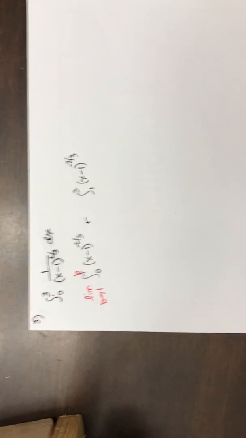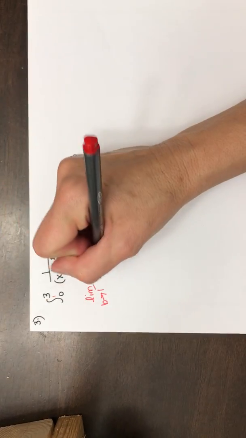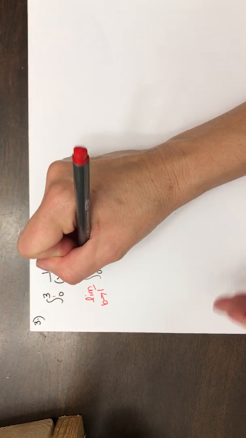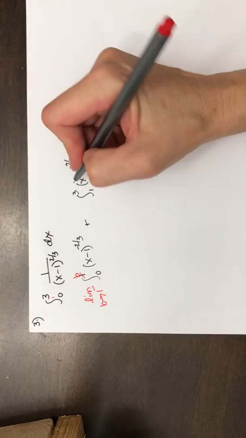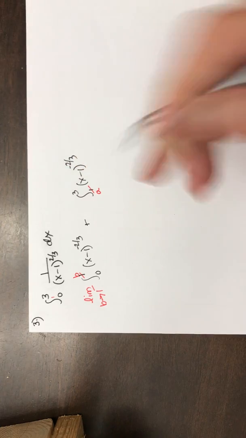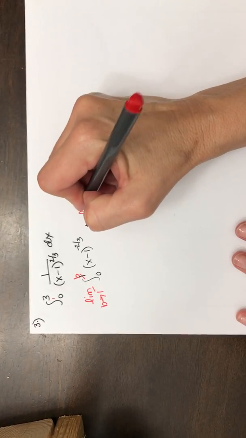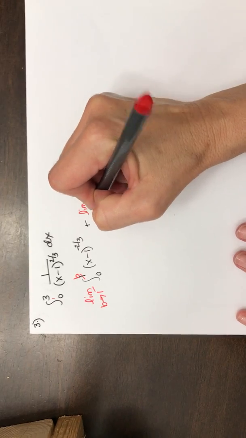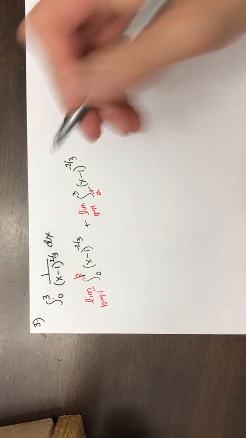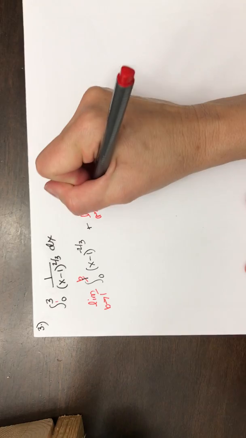Hopefully you all yelled out, left, because you want between 0 and 1. So you care about what's to the left of that 1. This one, the 1 is still a problem. I'll replace it with an a. Again, it doesn't really matter what variable you use. And pop a limit out front. It's the limit as a approaches 1 from the, we want between 1 and 3, so that one's from the right.